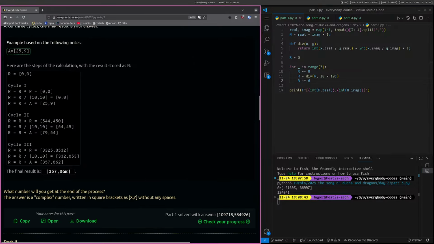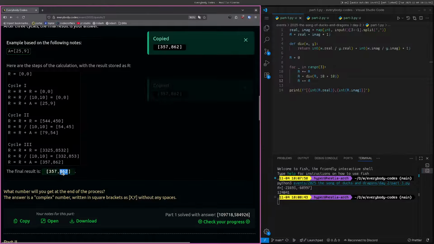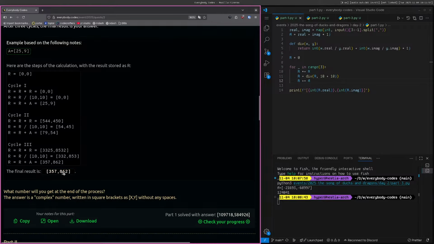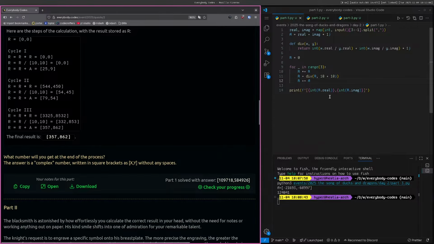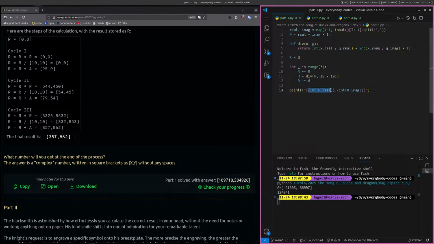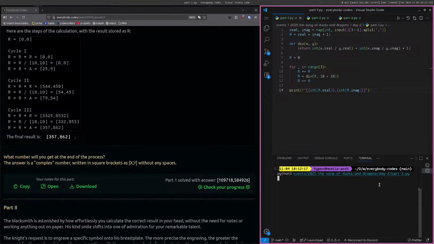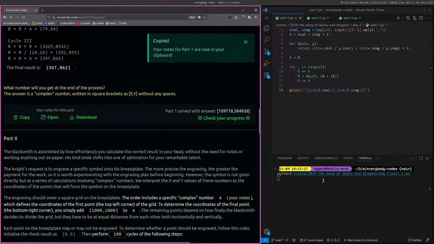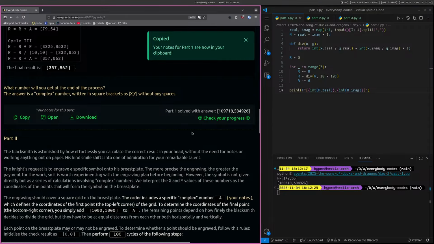And the output that it wants here is to have the real and imaginary components separated by a comma within square brackets, which is slightly annoying, but we can use format strings to template that pretty easily. We just do a square bracket, the integer real component, a comma, the integer imaginary component, and then a closing square bracket. And so that'll get us what we want for part 1.